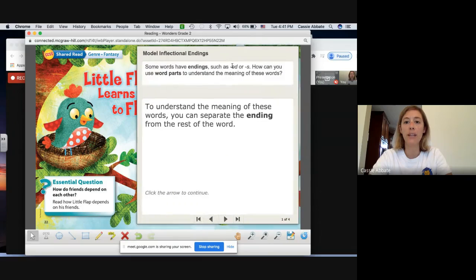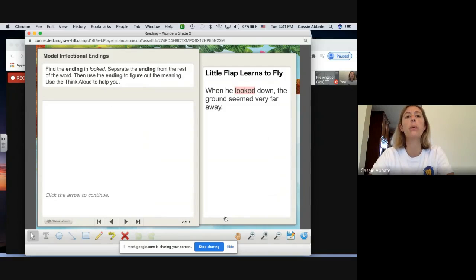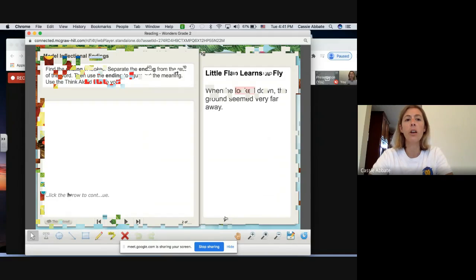Sorry, it's not letting me highlight it. To understand the meaning of these words, you can separate the ending from the rest of the word. So some of you guys still might be a little bit confused as to what that looks like. So here we go.